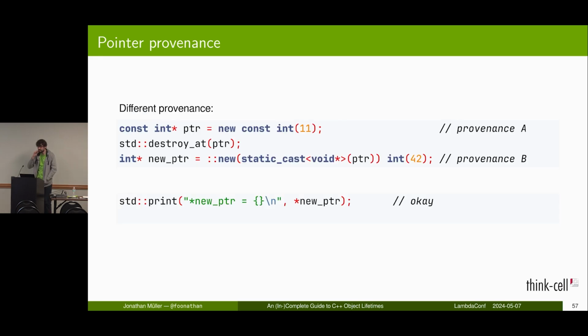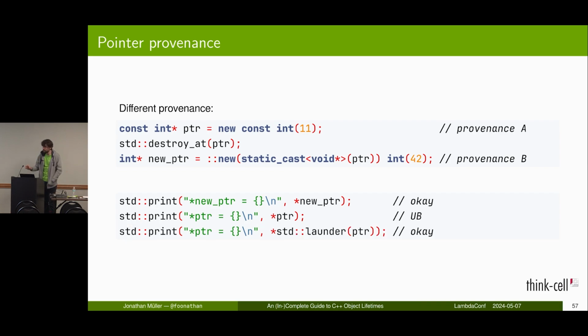And we can also use it to understand std launder. So here we're creating a const object in the heap. This is provenance A. We're then destroying it. We're then creating a new object. This is provenance B. We're allowed to use the new pointer because it has the correct provenance, but we're not allowed to use the old pointer because it has the wrong provenance. And when we use std launder, it updates the provenance. It doesn't change the address, which makes it an identity function, but it magically updates the provenance to match the provenance at that memory location. So by using std launder, we can update the provenance to make it well-formed.